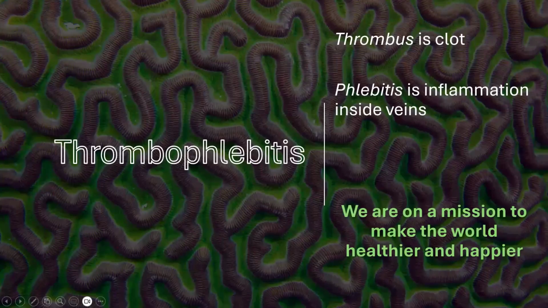So today we are discussing a long topic, a topic called thrombophlebitis. And just to break it down, a thrombus is a clot. Then phlebitis is inflammation inside veins. So thrombophlebitis is clot formation inside veins following inflammation within the veins.